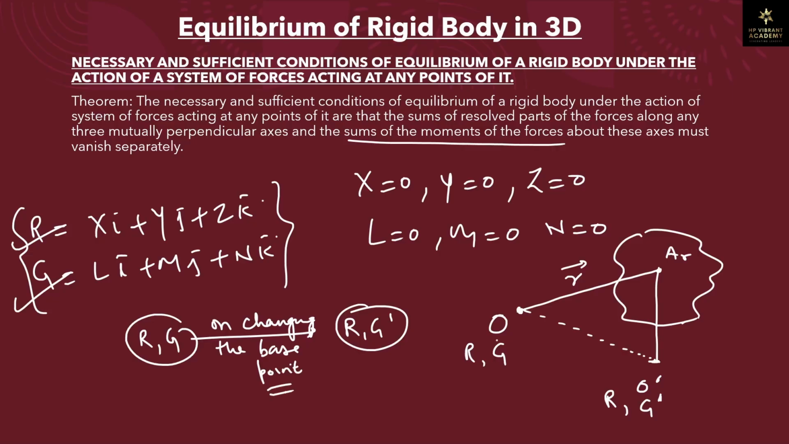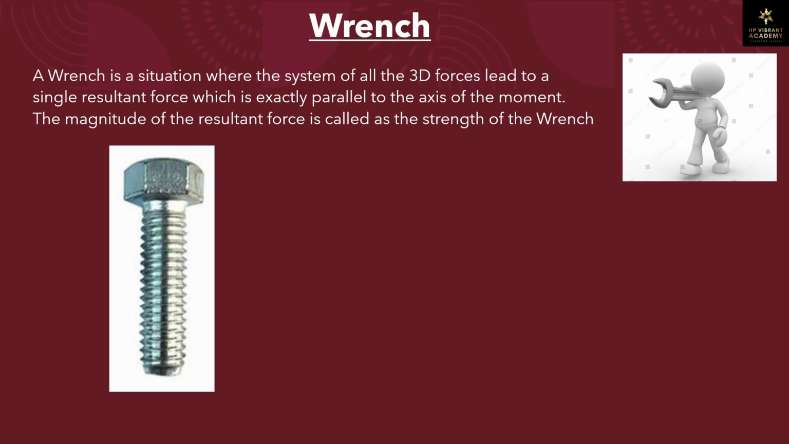Now let us move further. Let us discuss a new topic, that is wrench. A wrench is a situation where the system of all 3D forces leads to a single resultant force, which is exactly parallel to the axis of moment. The magnitude of the resultant force is called the strength of the wrench. Let us understand this with the help of an example.